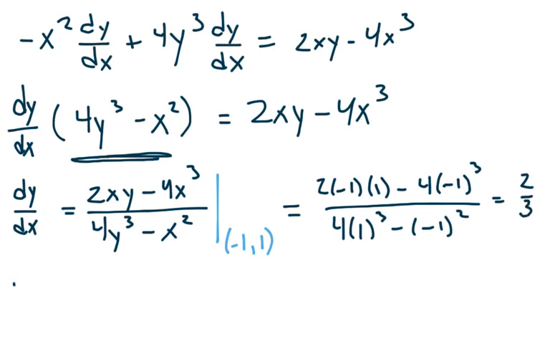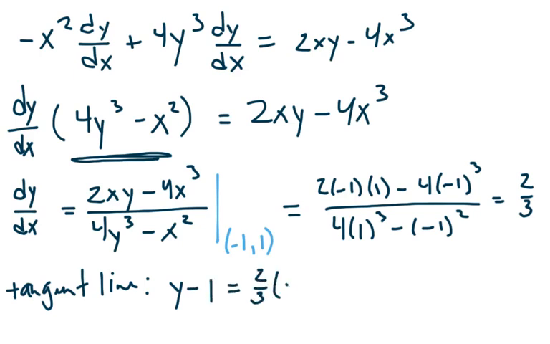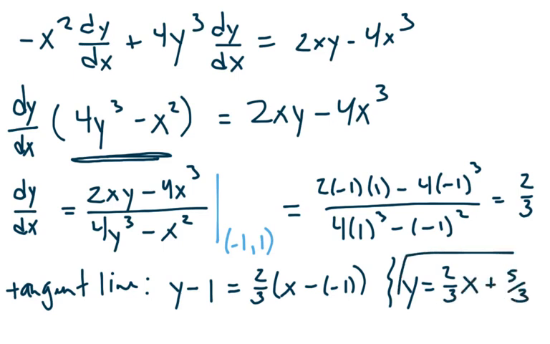To find the equation of the tangent line, we can use the point slope formula, which is y minus y1 equal to m times x minus x1. So in our case, we've got y minus 1 equal to 2/3 times x minus negative 1. And so once we solve that for y and put it into mx plus b form, we get y equal to 2/3 x plus 5/3. And that's how that one would be approached. Let's see one more example.